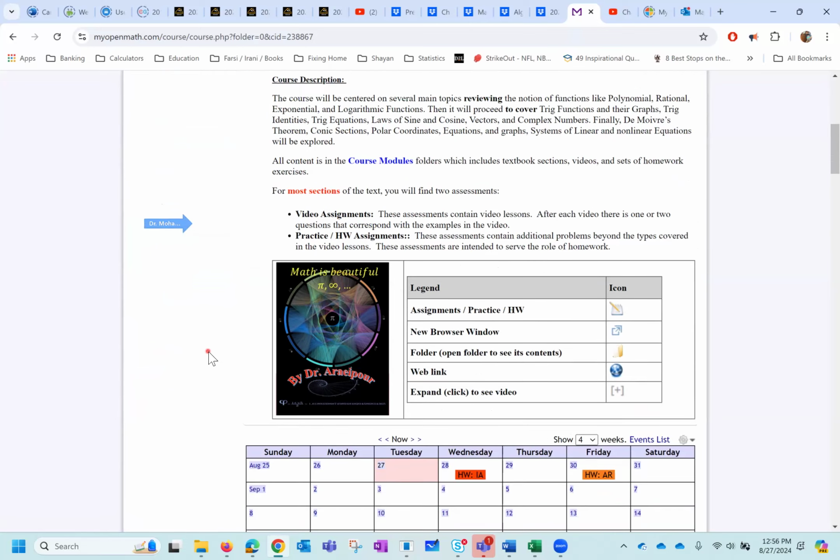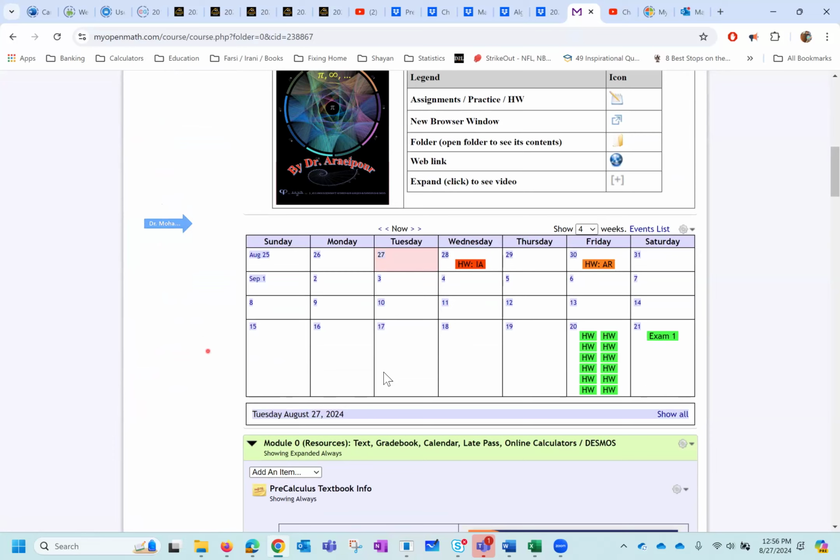Then we have the course description. Look at the calendar. This calendar has the information you need for your assignments. One thing I want to make a point of: number one, you can change the number of weeks. Number two, this introductory assignment is due soon, which is tomorrow. We are going to do it today, and the algebra review is due a couple of days later. Look at the date for the first exam, and all of this homework is due before exam 1.